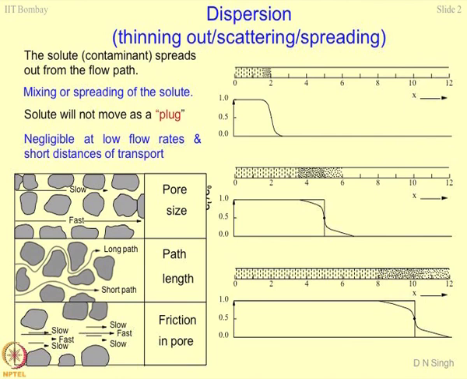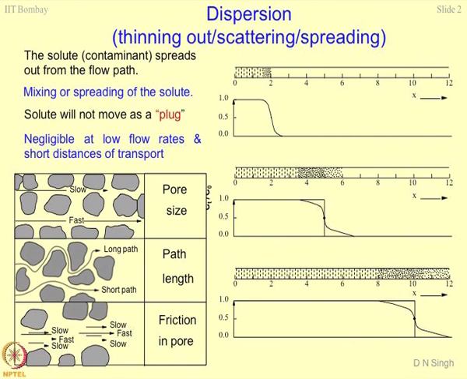So when you say mixing or spreading of the solute, what becomes important? The flow velocity of the medium or the carrier becomes much more important. Clear? The attribute is, you will not have any plug formation here. What happens to the plug?